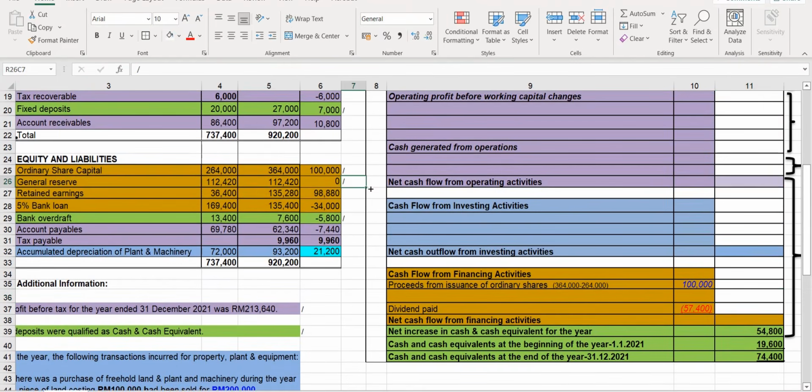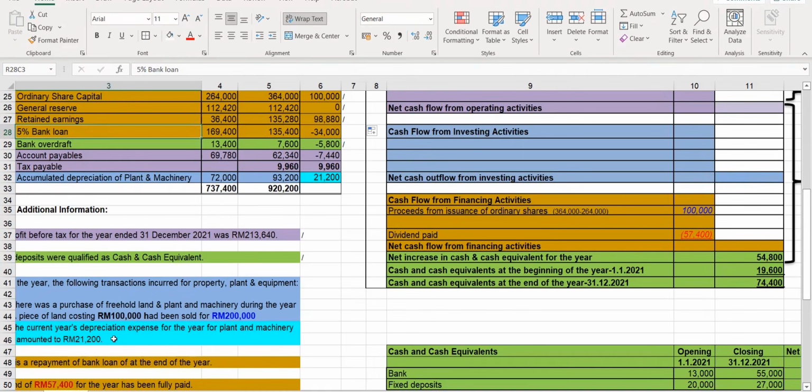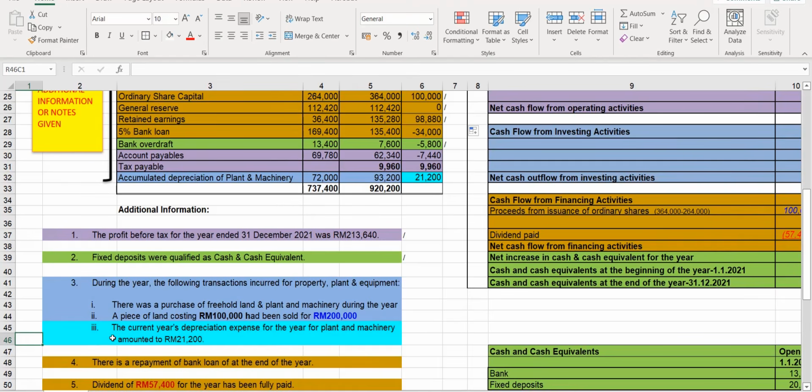So this is done. The next item is bank loan, which is still under financing activities. Remember, I'm using the bottom-up approach. You can see there was a reduction in the bank loan. 5% bank loan at first was 169,400, now down to 135,400, a reduction of 34,000. Let's see what you have been informed. There is a repayment of bank loan. Yes, you are double confirmed here that the bank loan reduced because of the payment of the bank loan during the year.